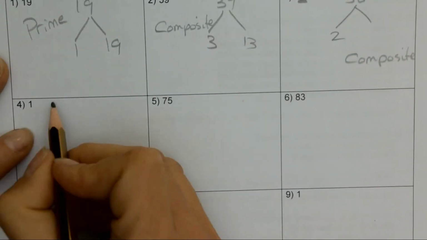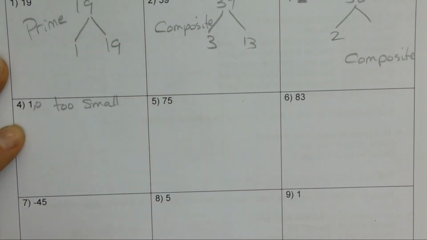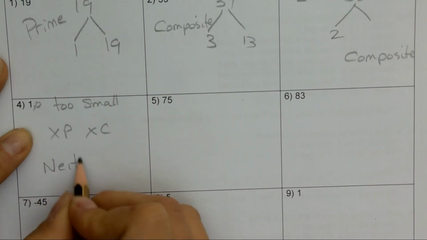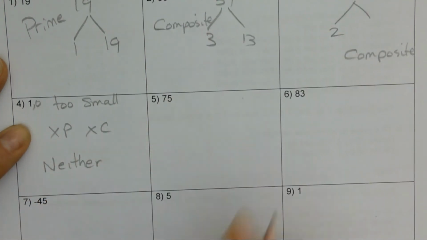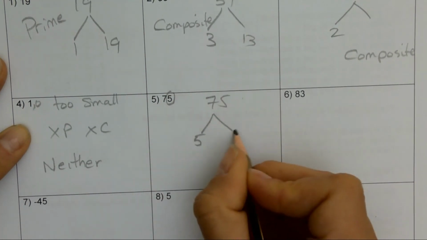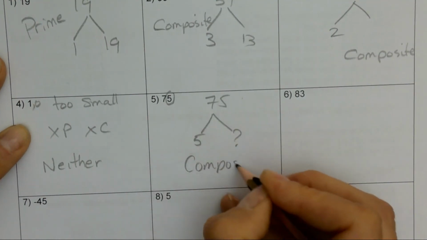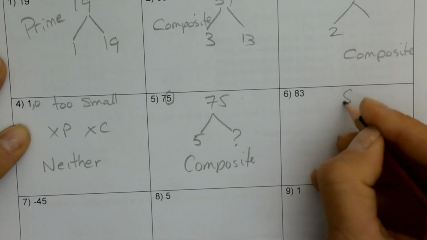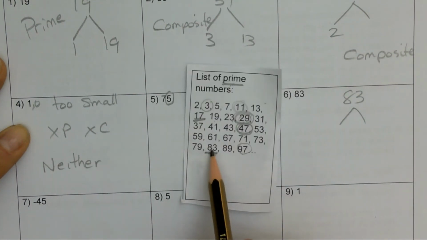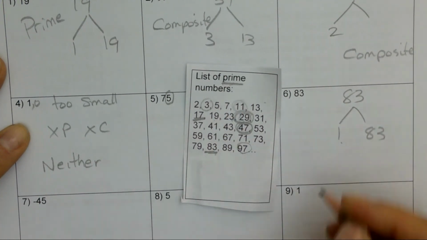1, too small. 0 and 1 are too small, so they're not prime, they're not composite. We say it's neither. 75. It ends in a 5, so I know I can divide by 5. 5 times something is 75, so I know it's composite. 83. It's a weird one. Let's check the list. Yep, 83 is on the list of prime numbers, so the only factors are 1 and 83. So we know it's prime.